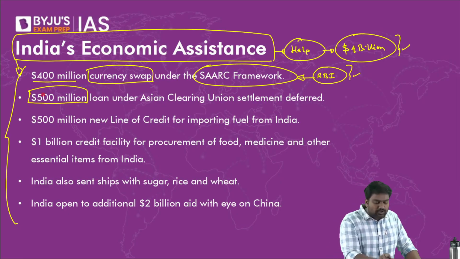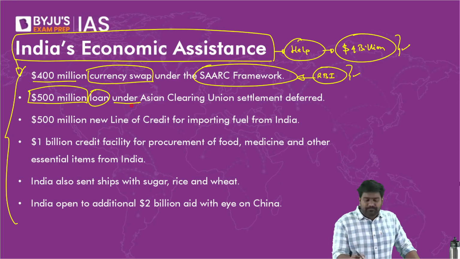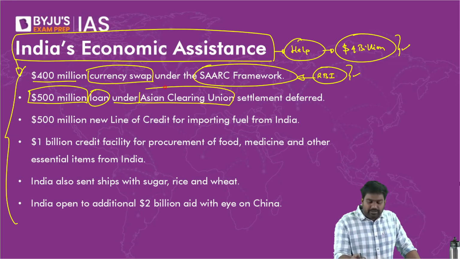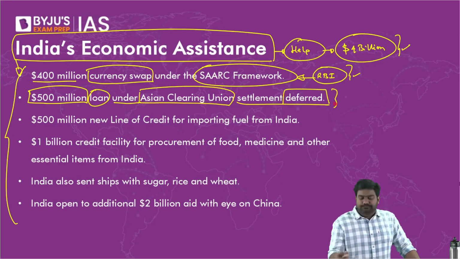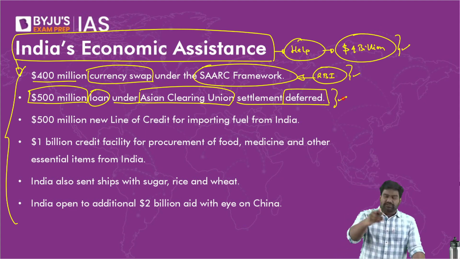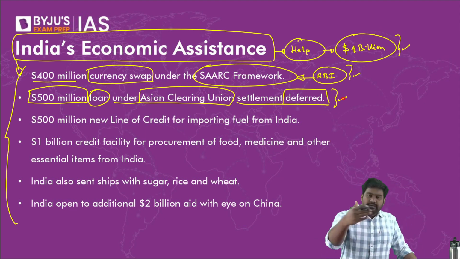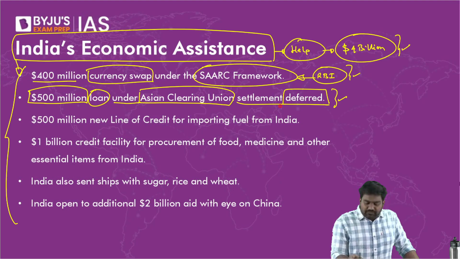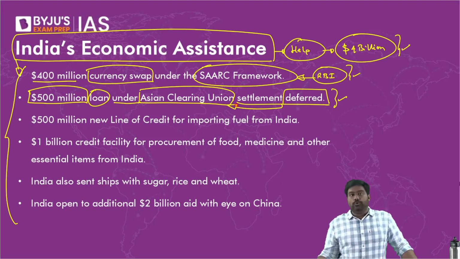$500 million worth of loan repayments which were pending through the Asian Clearing Union was deferred by India. India said, you don't have to repay the loan right now, and the timeline was extended, giving flexibility to Sri Lanka to repay this loan.